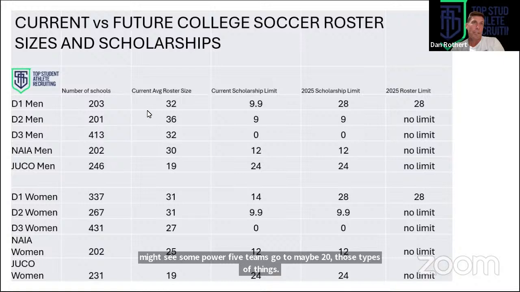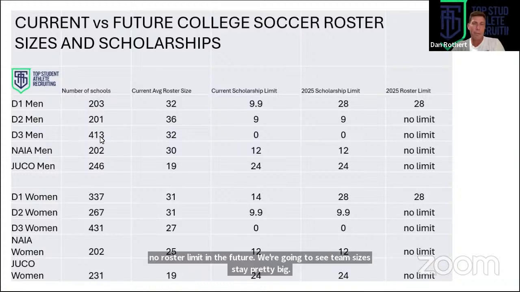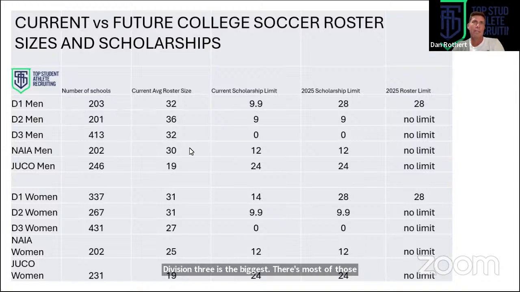Division II, there are no roster limits. There are 201 schools playing, with 36 people on a roster. There are 9 scholarships allowed in men's soccer. There's no roster limit in the future. We're going to see team sizes stay pretty big. Division III is the biggest. There's a lot of Division IIIs, most of those schools in Iowa. There are 413 teams, and 32 is the average roster size.